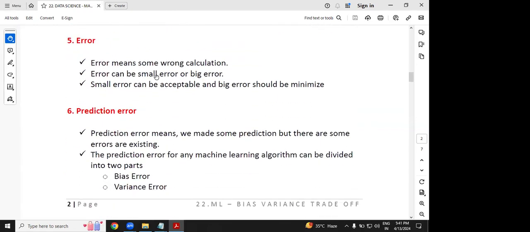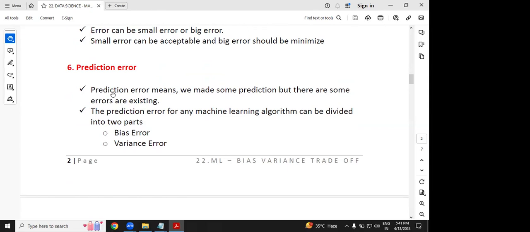Error means some wrong calculation. Error can be small or big. A small error can be acceptable, and a big error should be minimized. If there is a big error, we should not leave it. Right, good. Prediction error means we made some prediction, but there are some types of errors existing.